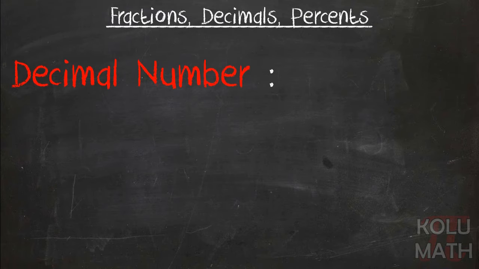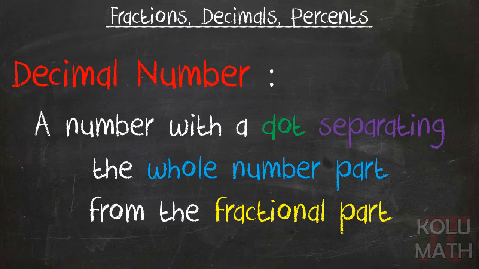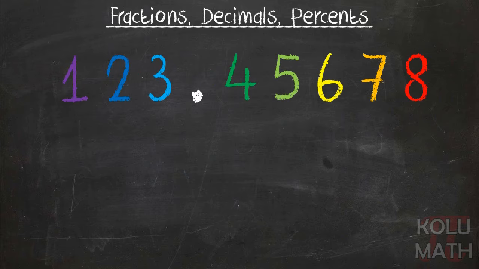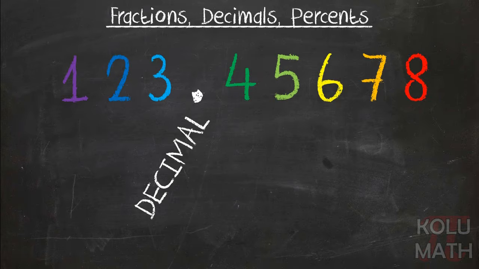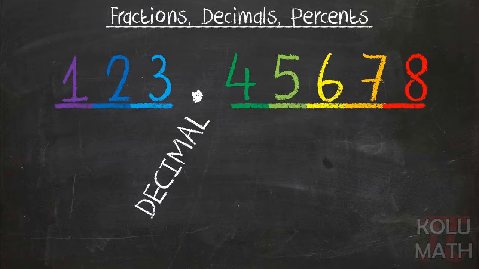A decimal number is a number with a dot separating the whole number part from the fractional part. You've seen a bunch of these, but let's just take a look at them. Here's a decimal number with a decimal in the middle, and each of those numbers is in a different, what we call a decimal place.